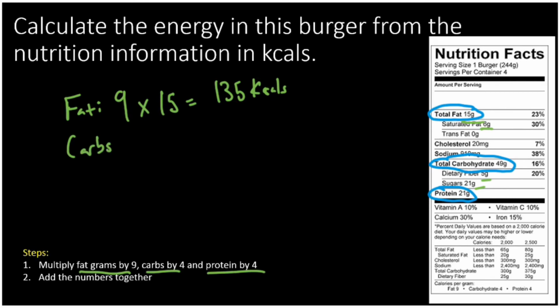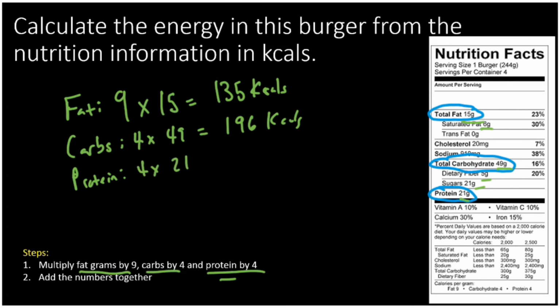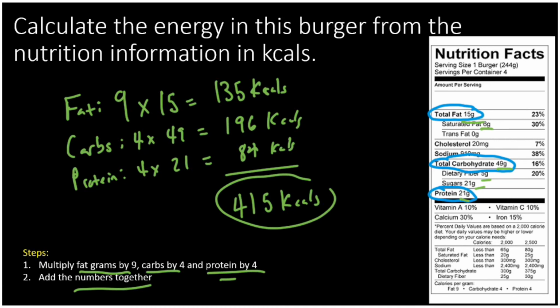Carbs, 4 times 49 carbs. So a lot of carbs there. That would give us 196 kcals. And then protein is 21. Oops, we'll do 4 times 21, which would be equal to 84 kcals. And now all I got to do is add them up. So I add 135 plus 196 plus 84, and I get 415 kcals. That means that this hamburger would have 415 calories, as we're used to talking about it.